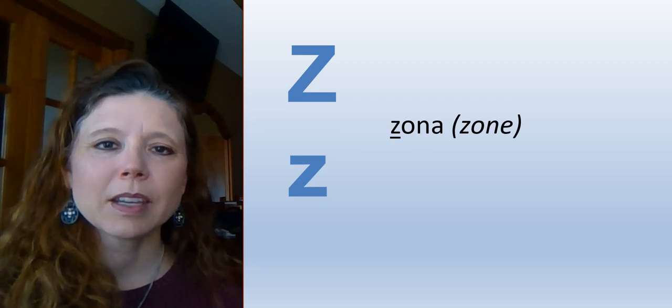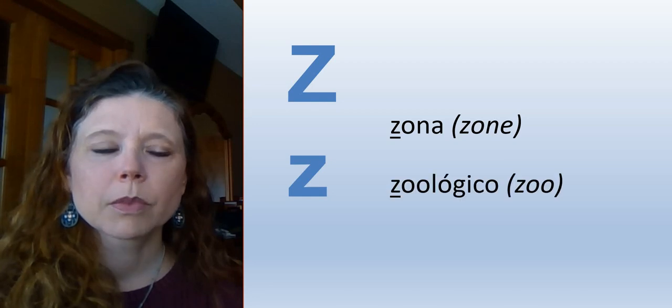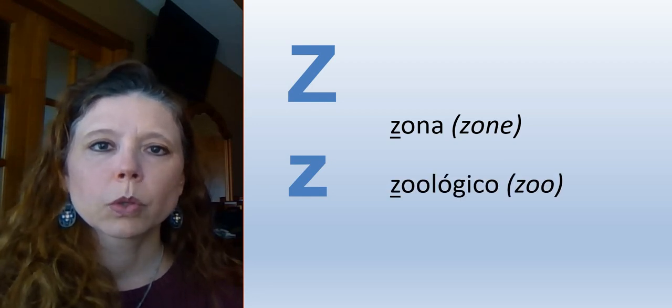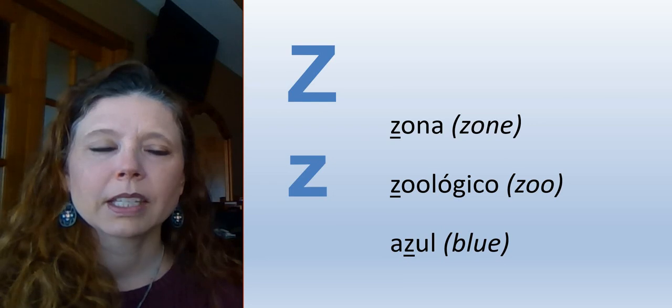Ya llegamos al fin. We've arrived at the end, to the letter zeta. And zeta always makes a S sound. I should note that if you go to Spain, it will make a th sound. And so will the soft letter ce. It will make a th sound in most of Spain. But for Latin American Spanish, we pronounce it as S. So examples are zona, zoológico, and azul.